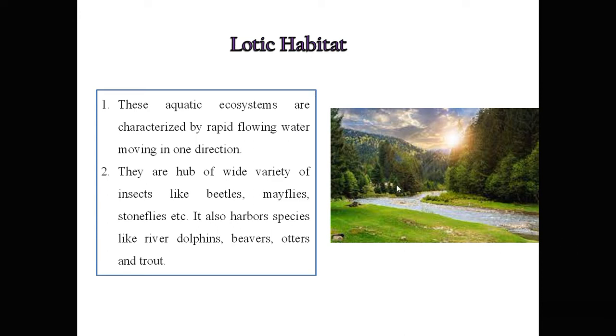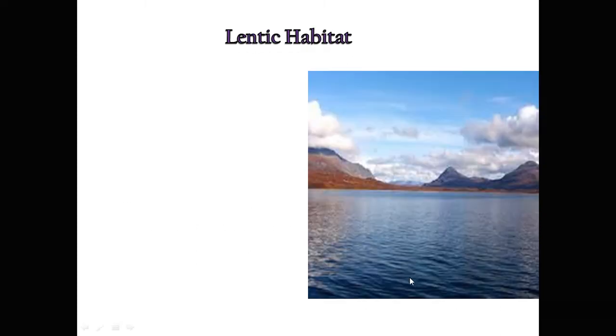So this is rapidly flowing water, for example, rivers and streams. They are a hub of a wide variety of insects like beetles, mayflies, stoneflies, etc. And it also harbors species like river dolphins, beavers, otters and trout. So this is lotic habitat, running water habitat.